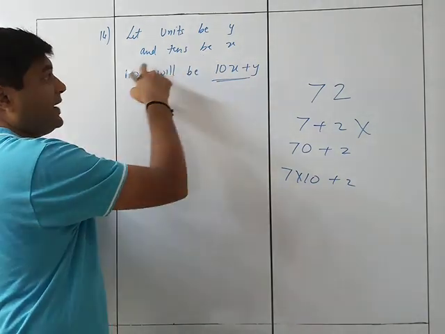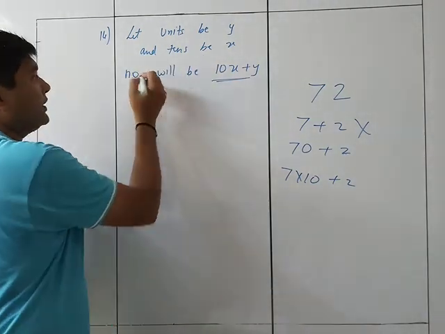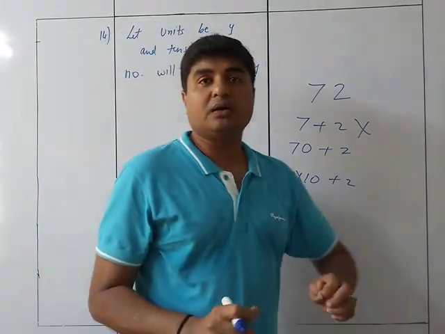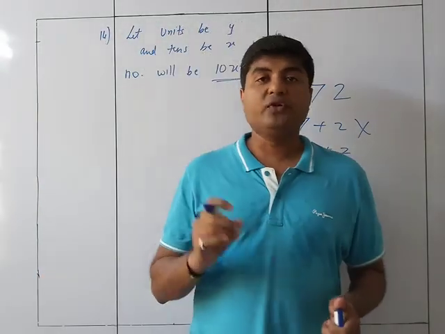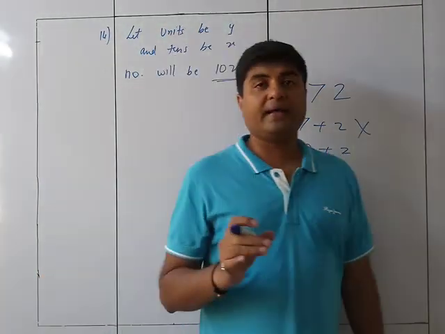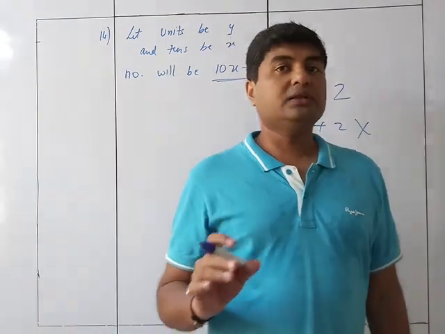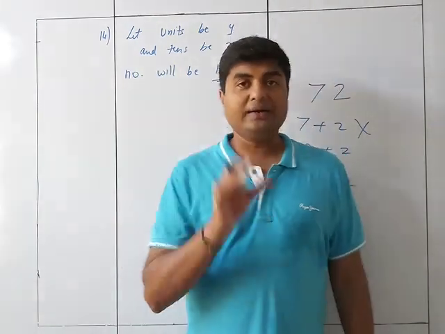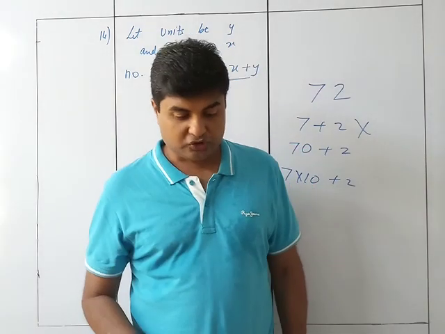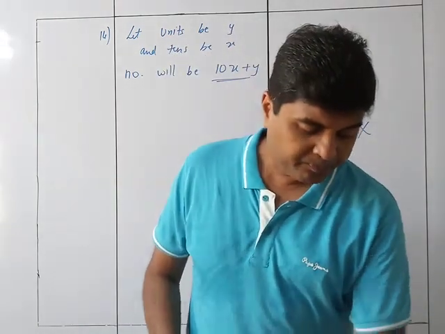Understood? So whenever a 2-digit number is given, if you take the units place as y and the tens place as x, then the total number as a whole will be 10x plus y. So let's see the question now.